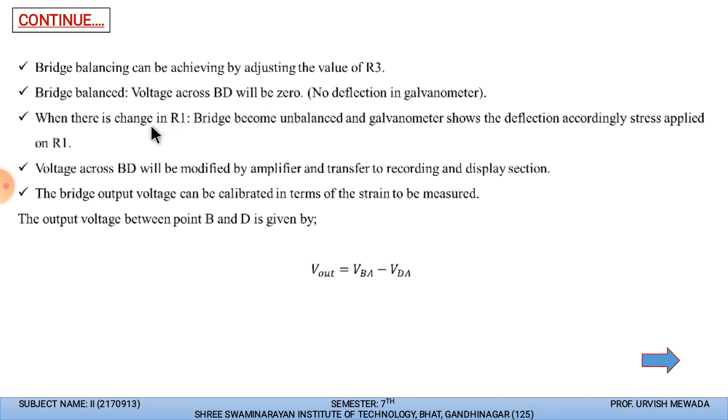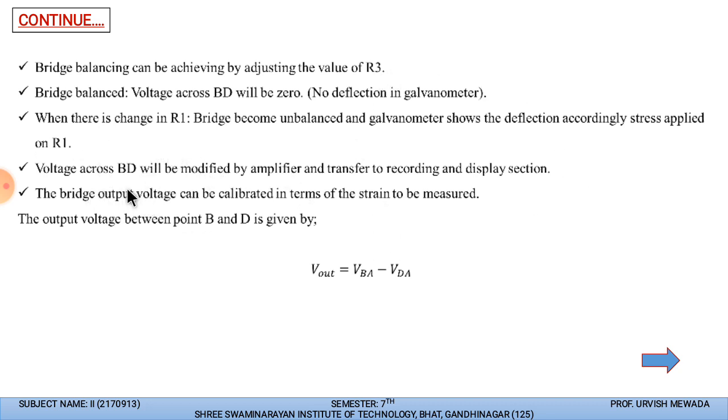When there is a change in R1, the bridge becomes unbalanced and the galvanometer shows a deflection according to the stress applied. R1 is the resistance, that is, the strain gauge. As we apply the strain, the resistance of R1 will change, and R3 is the compensating resistance. So we can compensate, or balance, that circuit. We can achieve the balancing of the bridge by adjusting the value of R3.